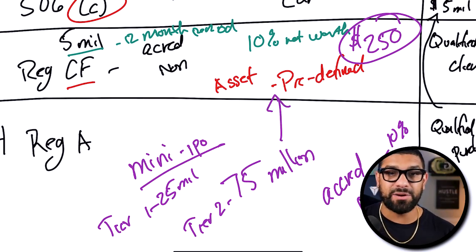You can advertise widely, similar to a Reg D 506C. You do have to have a lot of pre-disclosures. This is another one where you have to predefine the asset here, and so you want to make sure that you're disclosing that to your investor. So this does have a higher raising cap with a broad investor base and the ability to advertise.